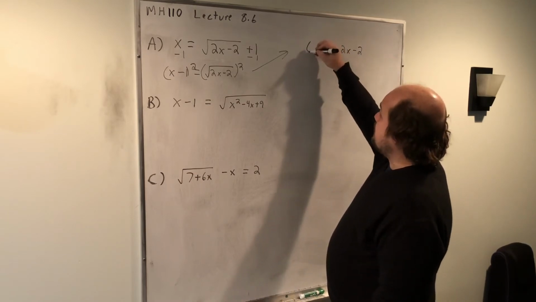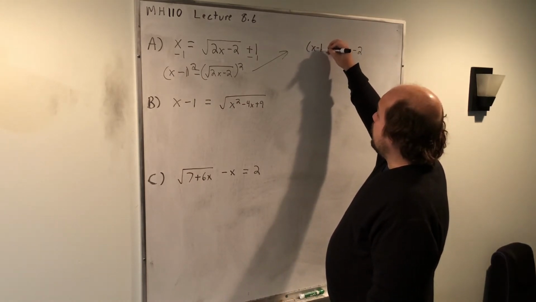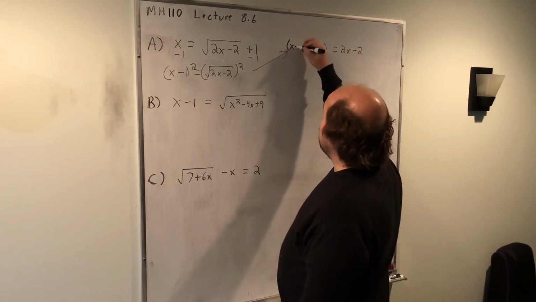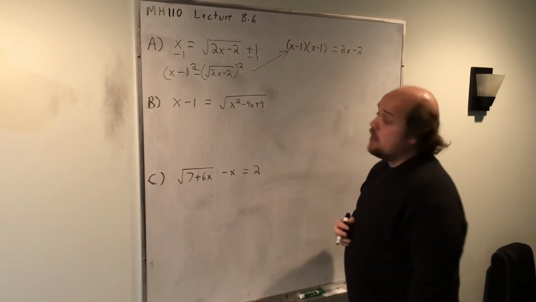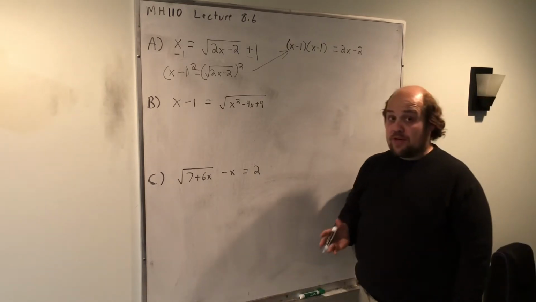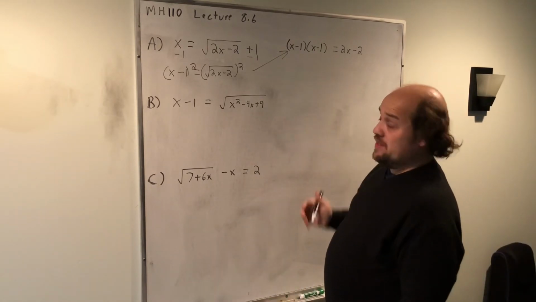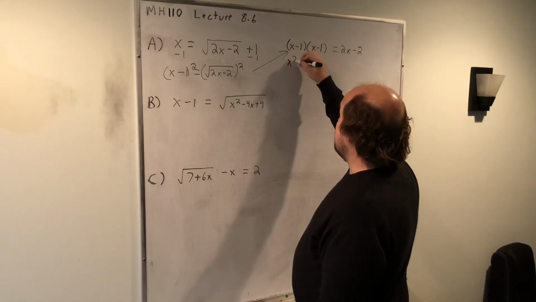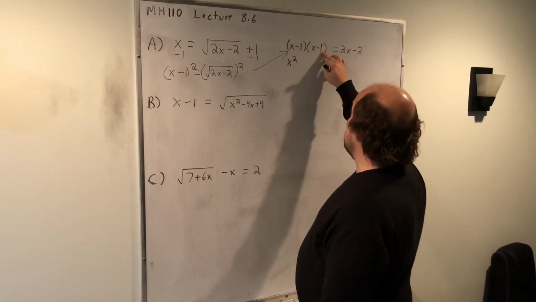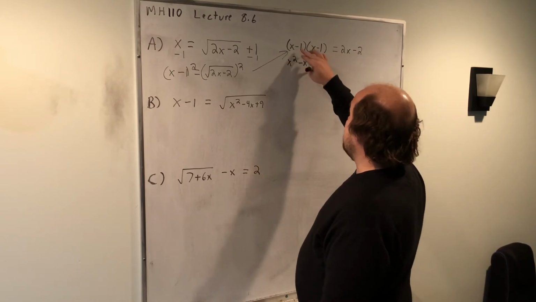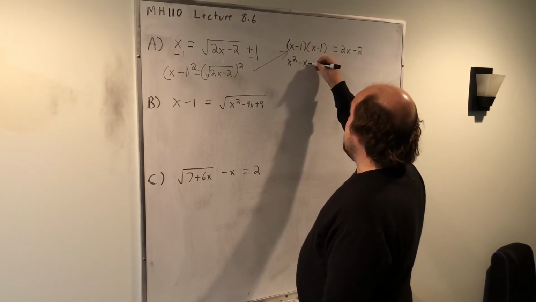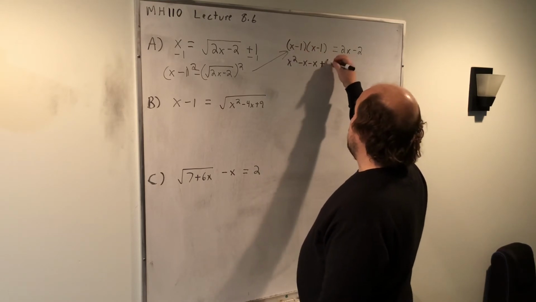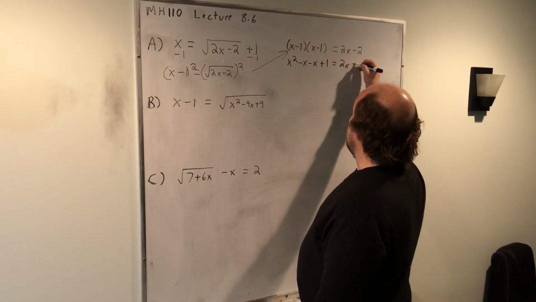On the left hand side, I need to remember that when I square x minus 1, it really means I'm doing x minus 1 times itself. The very important thing is this middle term that's formed. So I have x times x equals x squared. X times negative 1 equals negative x. Negative 1 times x equals another negative x. And negative 1 times negative 1 equals positive 1.